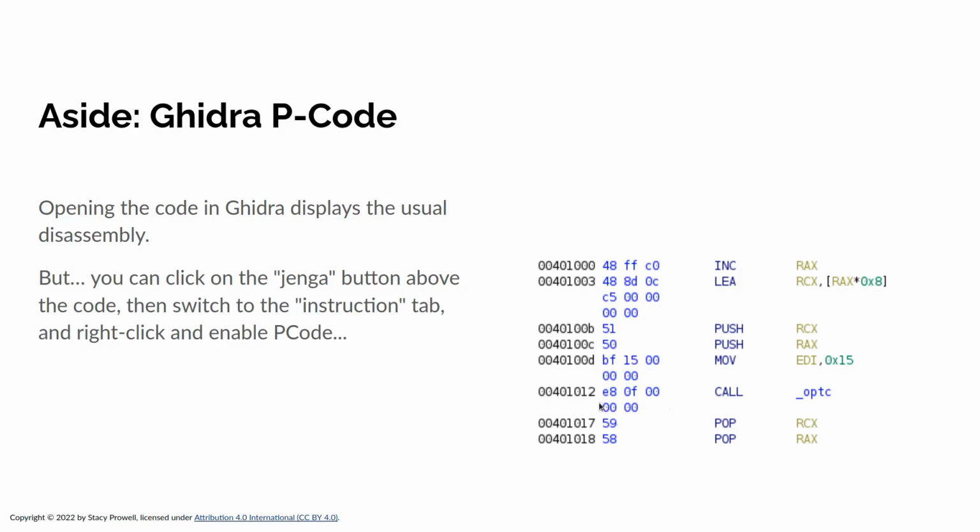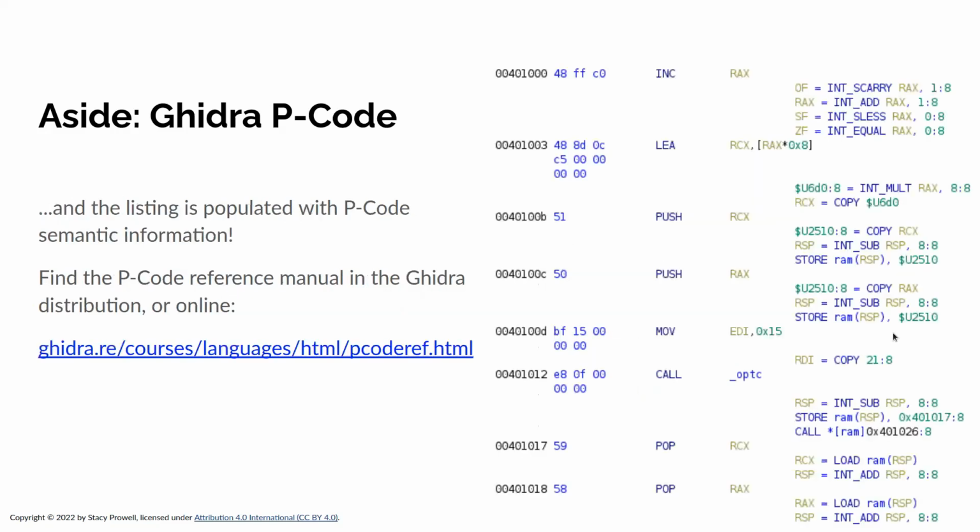So if you open the code in Ghidra, you get the usual display. It looks something like this. And there is a little, what I'm going to call the Jenga button. Some people call it the hamburger button, but it doesn't look like a hamburger to me. It looks like a Jenga tower. If you click on this little guy at the top of your listing, you'll get a drop down that will let you turn on or turn off features of the listing. Like, I don't want to see the bytes, or maybe I do, or I don't want to see the addresses, or maybe I do. And one of the things I can turn on is P-code. When I turn it on, the listing now looks like this.